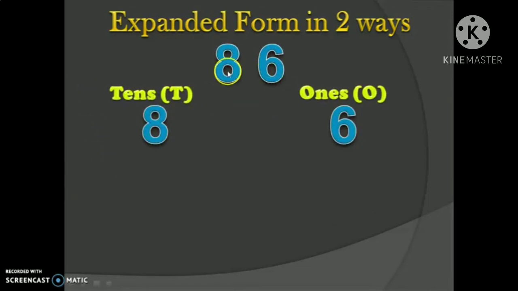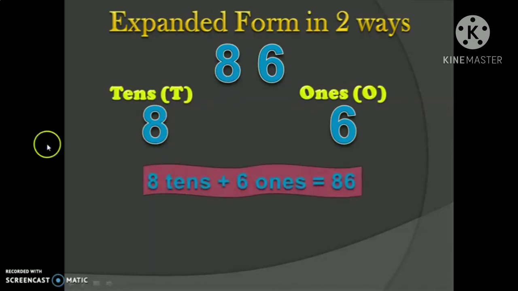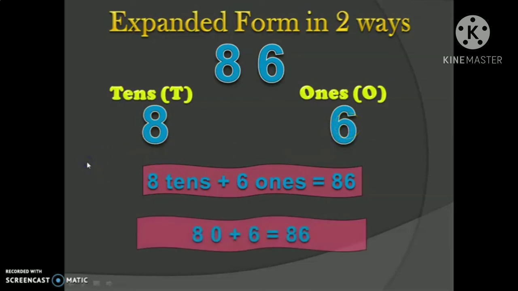The number given here is 86. In the ones place you have the number 6 and in the tens place you have the number 8. How will you write this in expanded form? We showed you two ways of writing a number in expanded form. One method is 8 tens plus 6 ones makes 86. The other way of representing it is 8 tens makes 80. 6 ones takes the value 6. So 80 plus 6, 86.